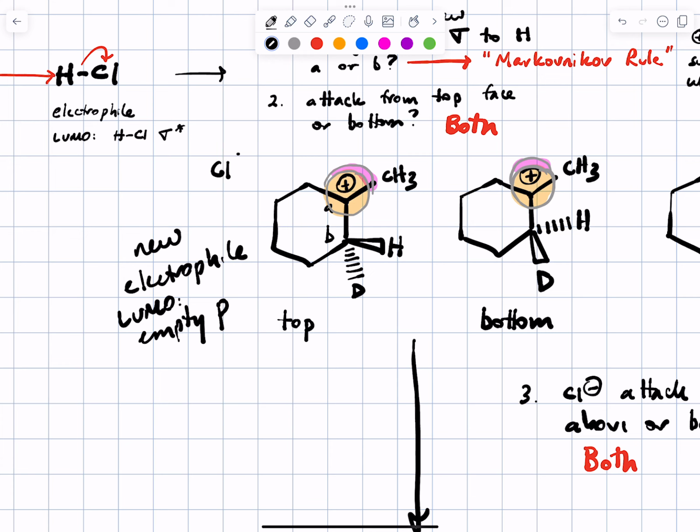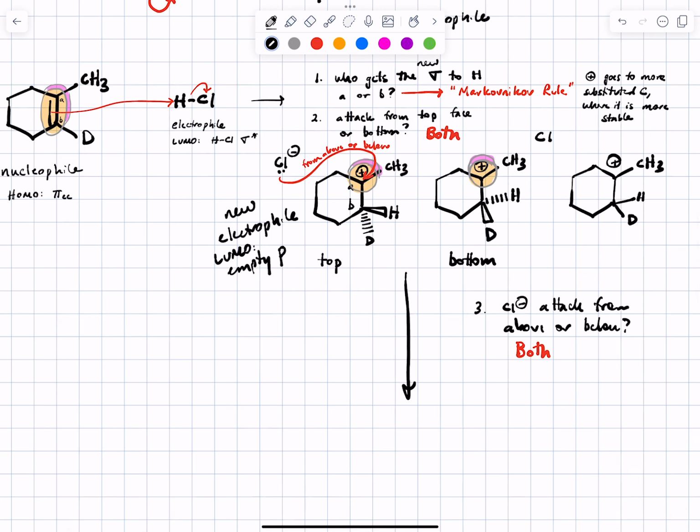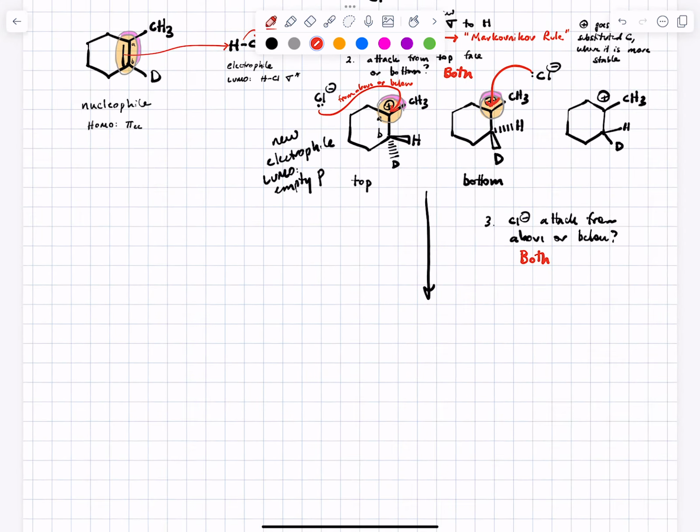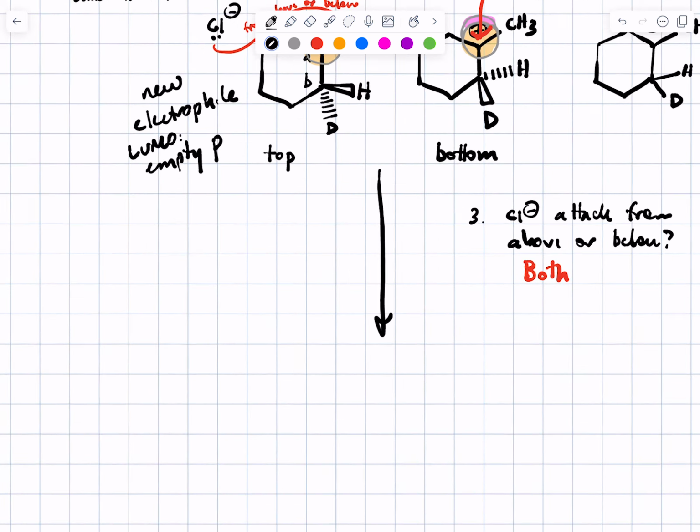So I'm now going to show Cl- as a nucleophile attacking the positively charged carbon. This can happen from above or below. And what's true for one is true for the other, though I'm just going to draw that arrow. So what this means is I expect two products from the carbocation on the left and two products from the carbocation on the right.